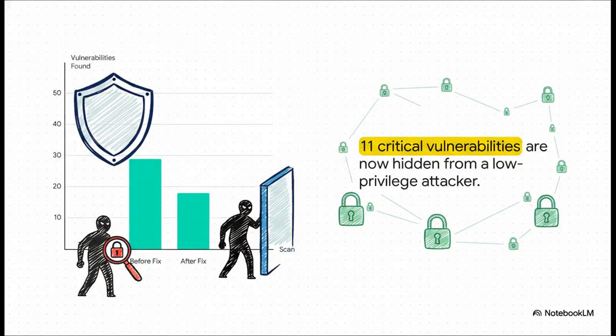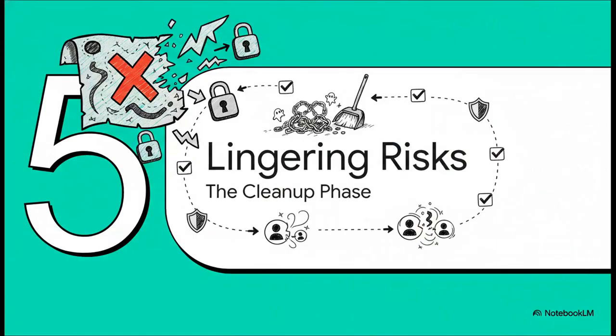And you can actually measure the impact. We ran a scan with another security tool called Purple Knight. Before the fix, it found 29 different ways an attacker could see our weaknesses. After the fix, that number dropped to 18. Just like that, 11 critical vulnerabilities are now completely invisible to a low-level attacker. That's a huge win. So, we've hidden the map, we've blinded their tools, awesome. But we're not quite done. There's one last cleanup step to take care of some lingering risks.